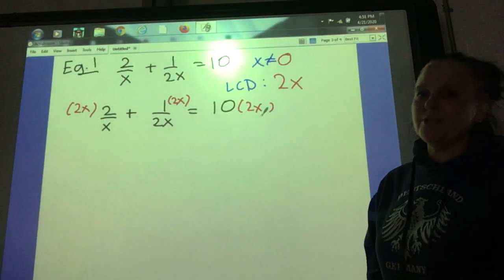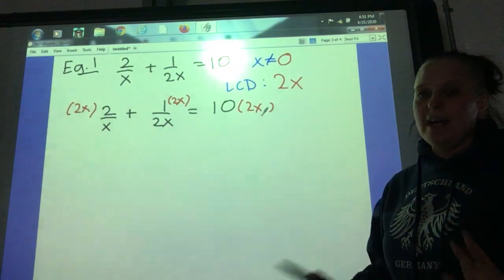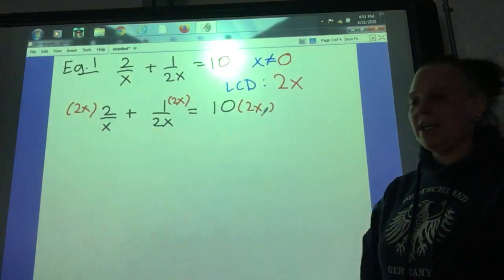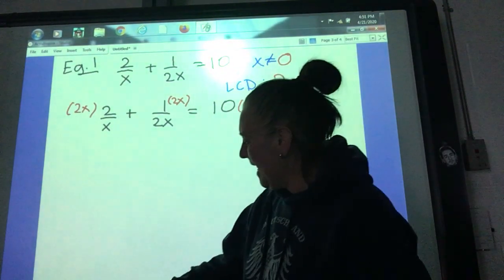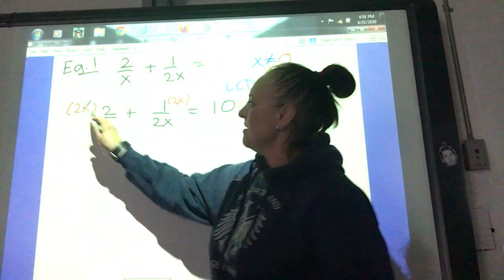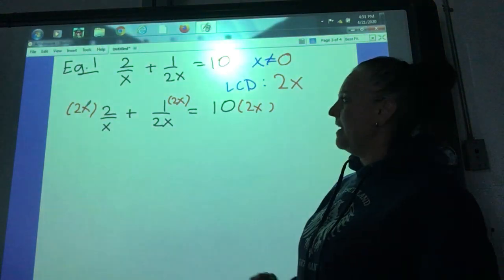I like to cancel out first. It just makes the math easier. But like I said, if you want to multiply then cancel, we should all get to the same answer. Okay, so we have a 2x on top and an x on the bottom. I'm going to simplify first.